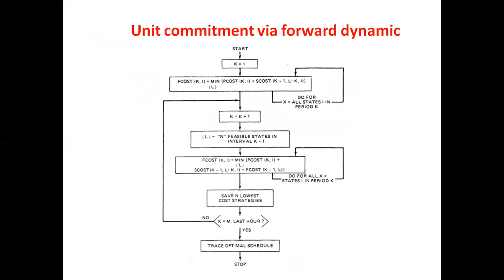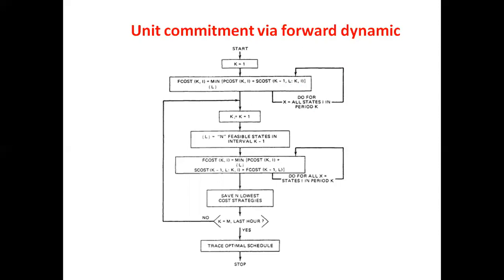In the unit commitment forward dynamic programming method, we start the unit commitment with k equal to 1. We calculate the fuel cost. In the second step, the total cost F(k, I) is the minimum over L of the production cost P(k, I) plus the startup cost S(k-1, L : k, I), and we do this for all states I in period k.